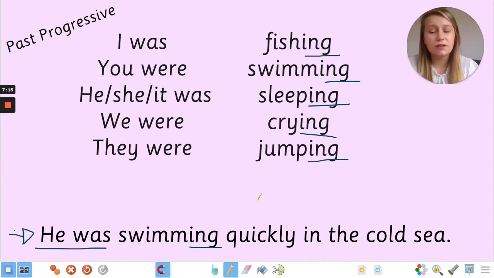Super. So again, there's loads and loads of different ways that you could have done this. You could have written just so many different sentences, but as long as you've got one of these phrases in it and your verb ends in ing, you have probably written a sentence that is in the past progressive form.